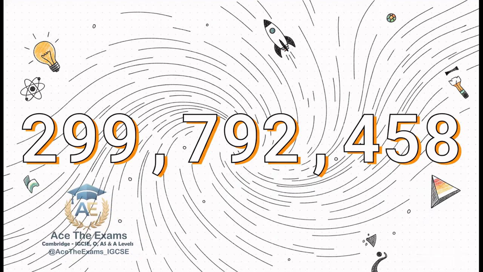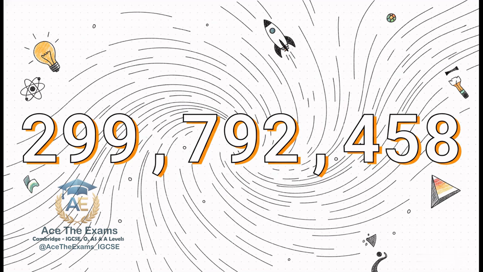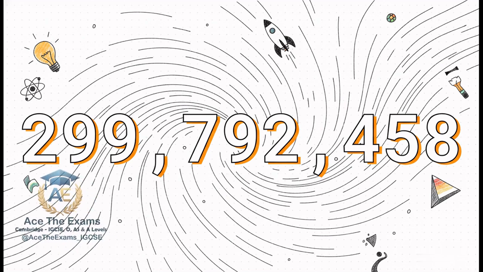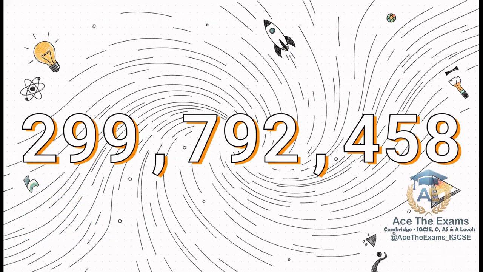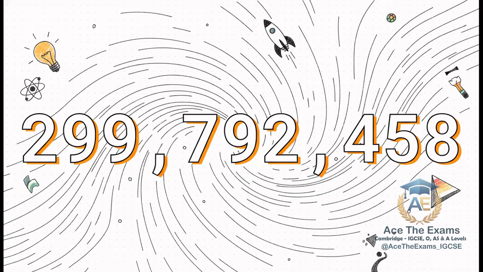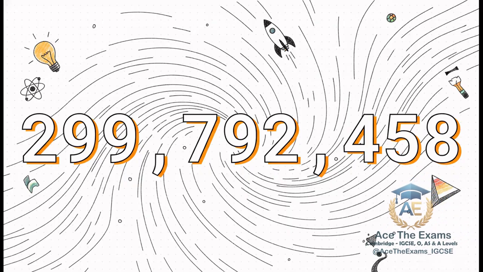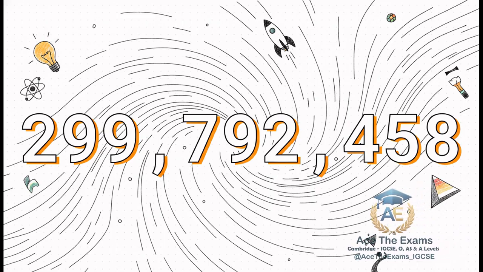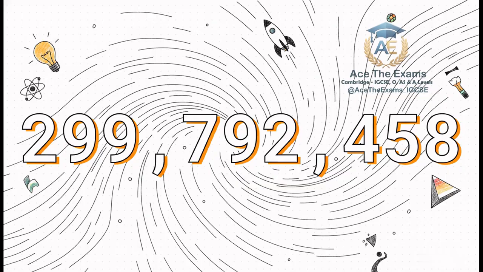Think about this absolutely massive number. 299,792,458 meters per second. We usually just round that up and call it the speed of light, which is about 300,000 kilometers per second. But here's the really crucial thing to understand. That isn't just the speed limit for the light we can see. This is the exact universal speed limit for every single electromagnetic wave when it's traveling through a vacuum, like space.